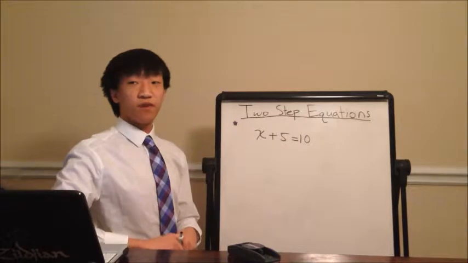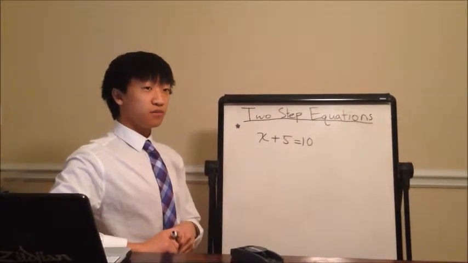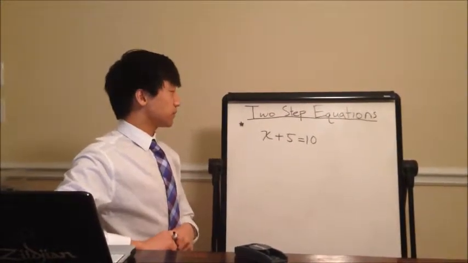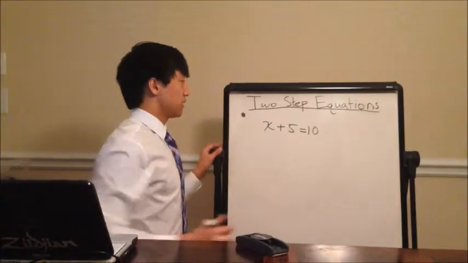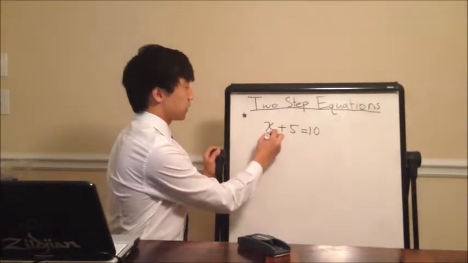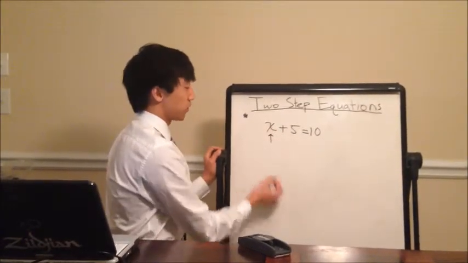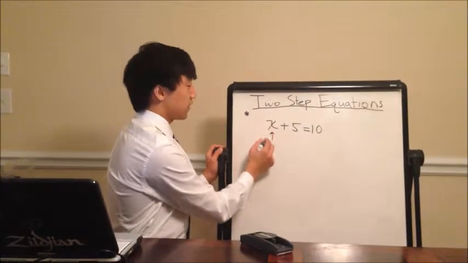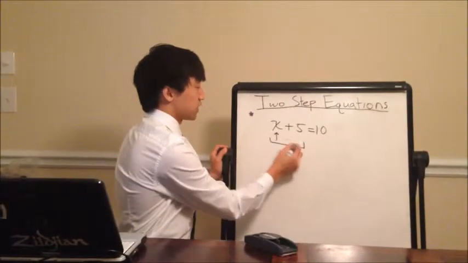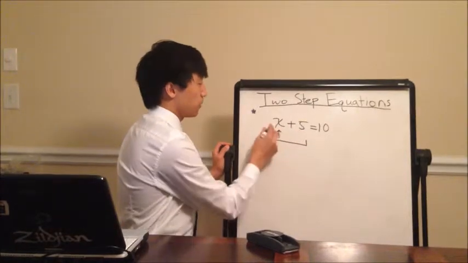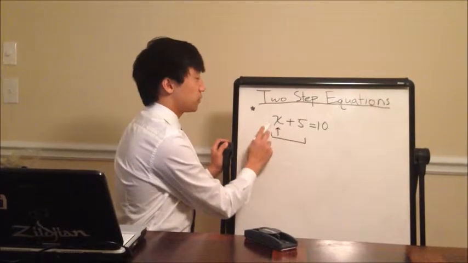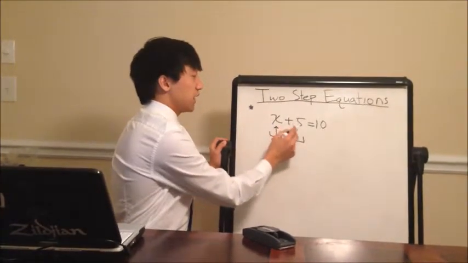Can someone tell me what a variable is? Mimi? A variable is a number shown with a symbol such as x. Yep, so here x represents a number that we don't know yet, but we can solve for. So we have x, our variable, within the expression x plus 5. Within our expression we have a variable, an operation, and a number.